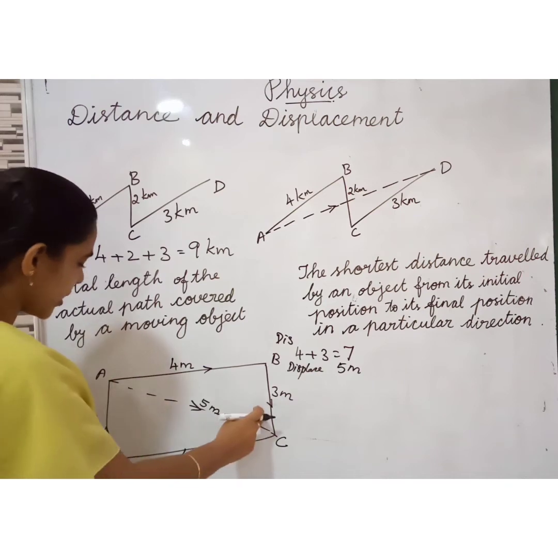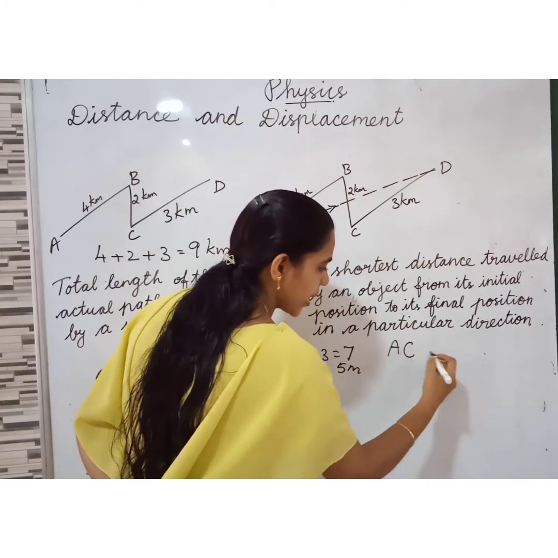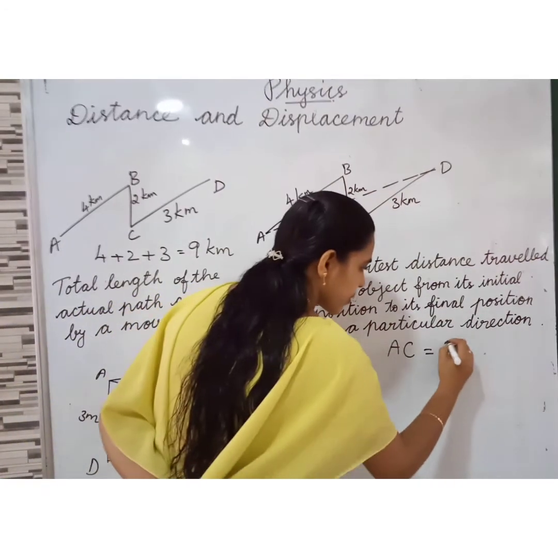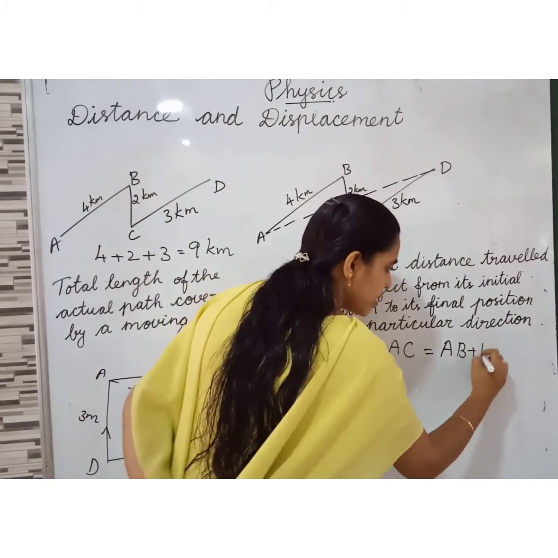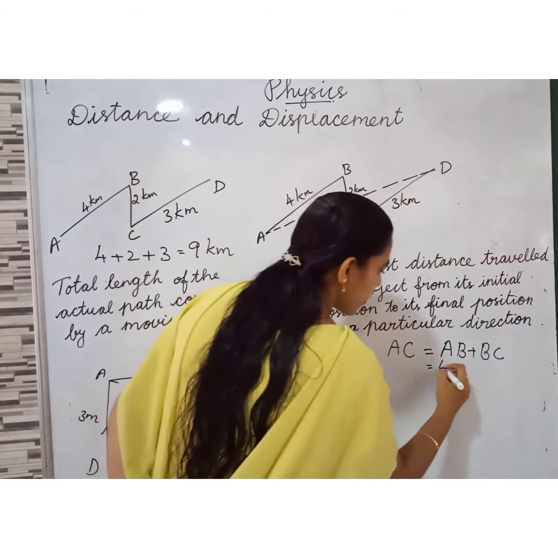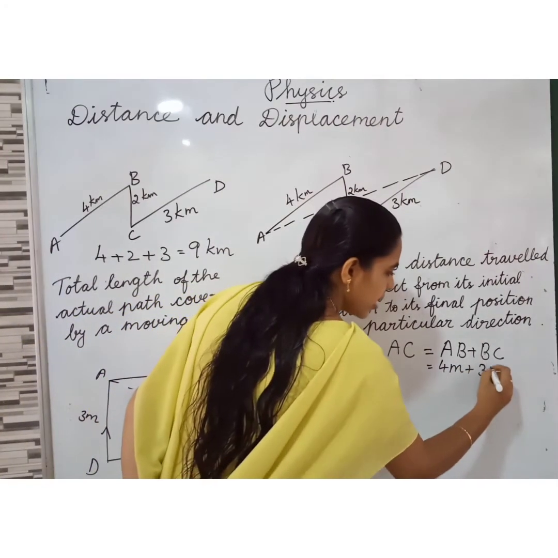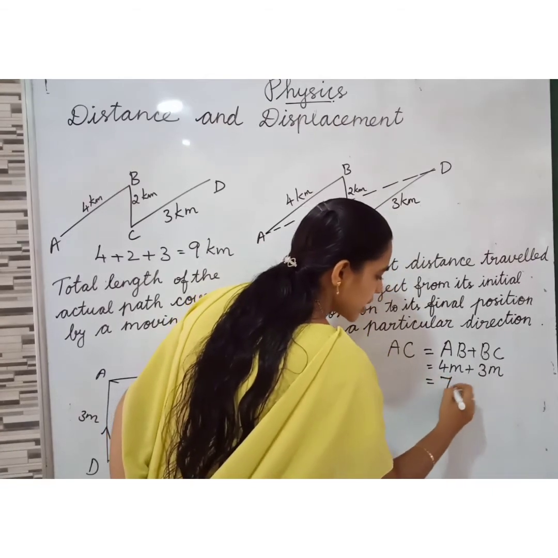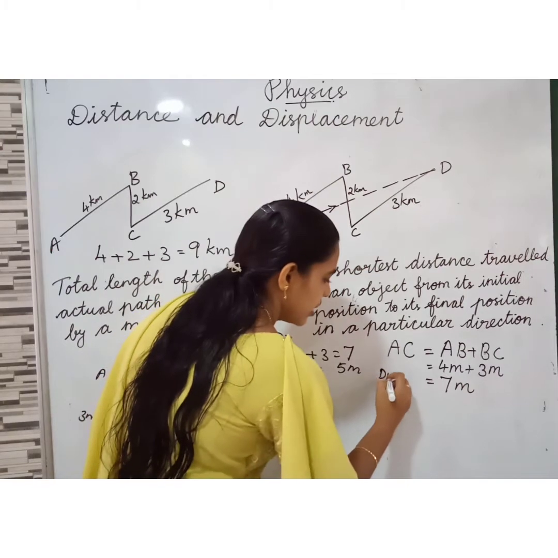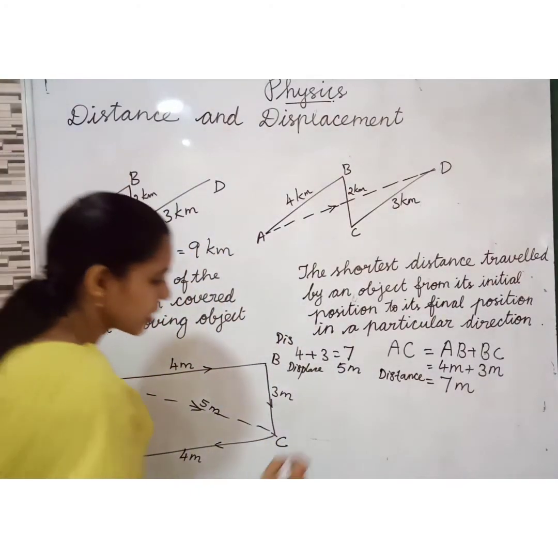Listen, how to find the distance? AC, this is the distance. AC equals AB plus BC. How many here? AB is 4 meter plus BC is 3 meter. How many? 7 meters. Okay, this is the distance.